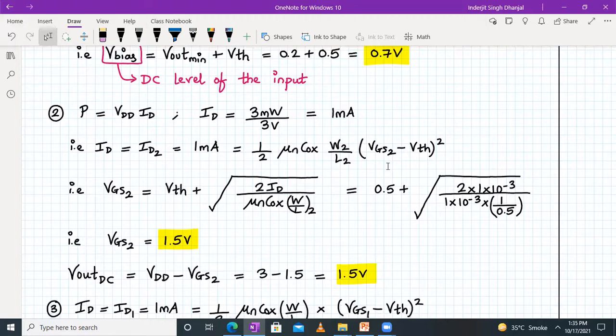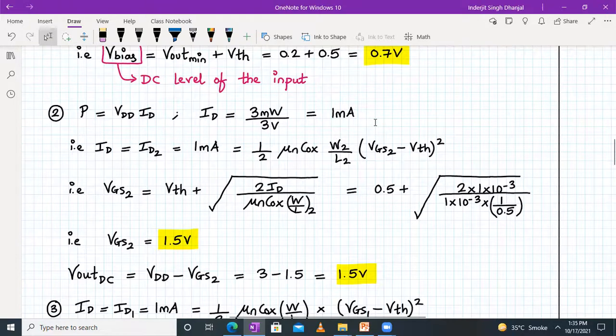ID value we found out is 1 milliampere. Mu n Cox value is given as 1 milli, and W by L of 2 is given as 1 divided by 0.5. Correct? W2 is given as 1 micrometer, L2 is 0.5 micrometer for both the transistors. So if you plug in these values in the calculator, you will get the value of VGS2 as 1.5 volt.